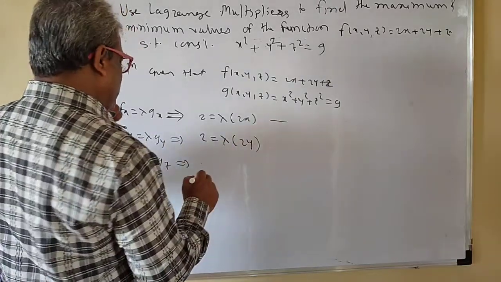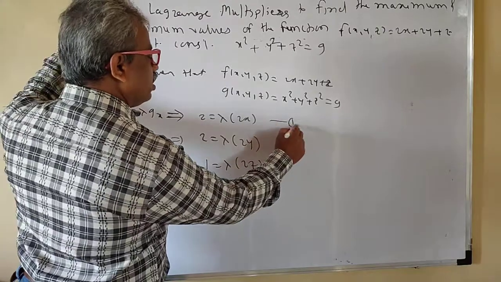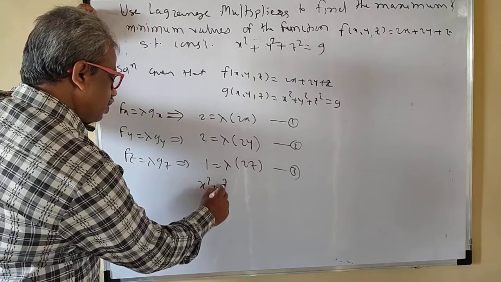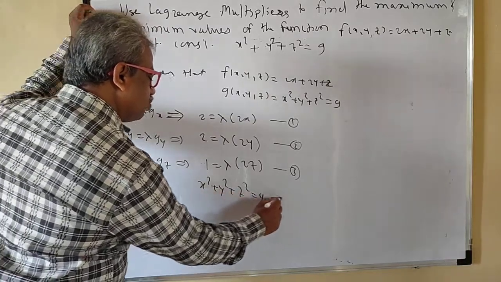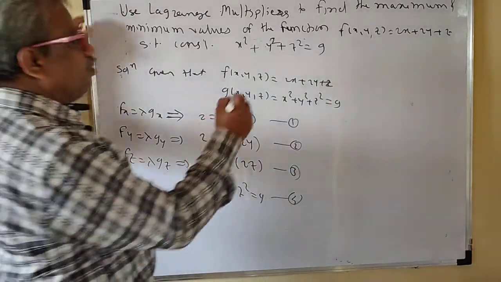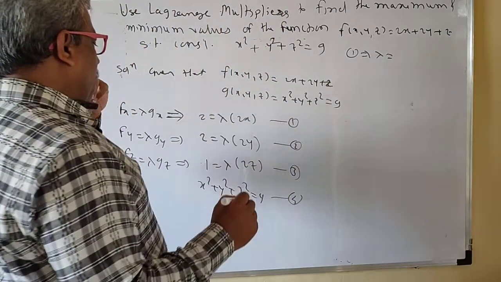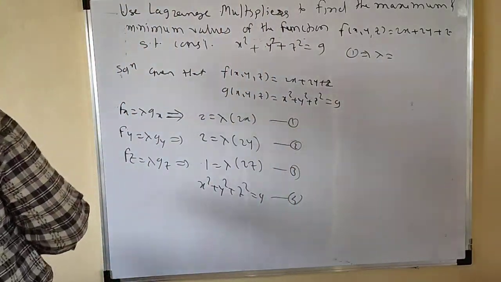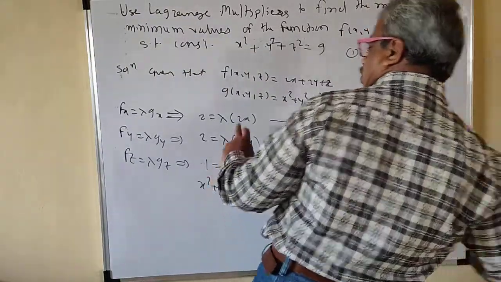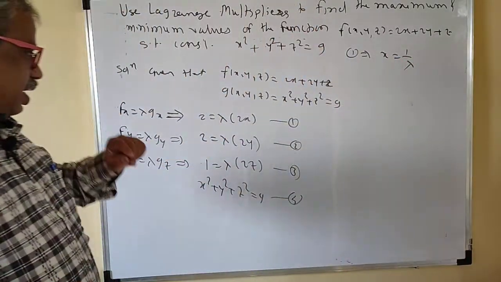We will give a number later on. So 1 is equal to lambda into twice z. We call this 1, this 2, this 3, and x square plus y square plus z square is equal to 9, we call this 4 now. Okay, so from 1, instead of finding lambda, we find the value of x. So x is 1 by lambda. x is equal to 1 by lambda.